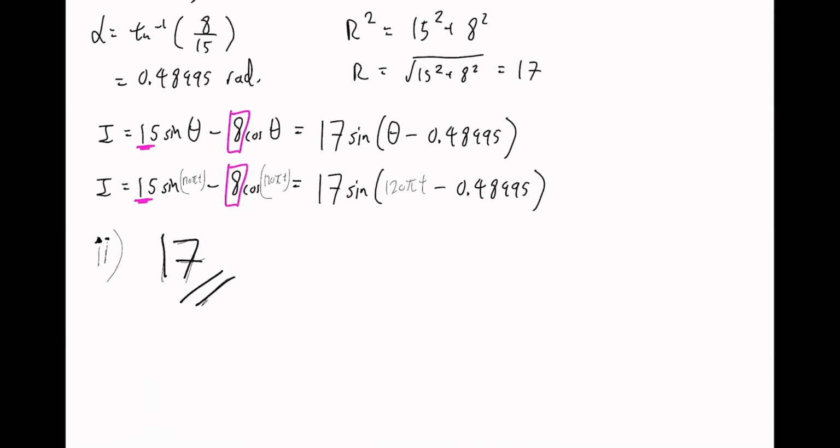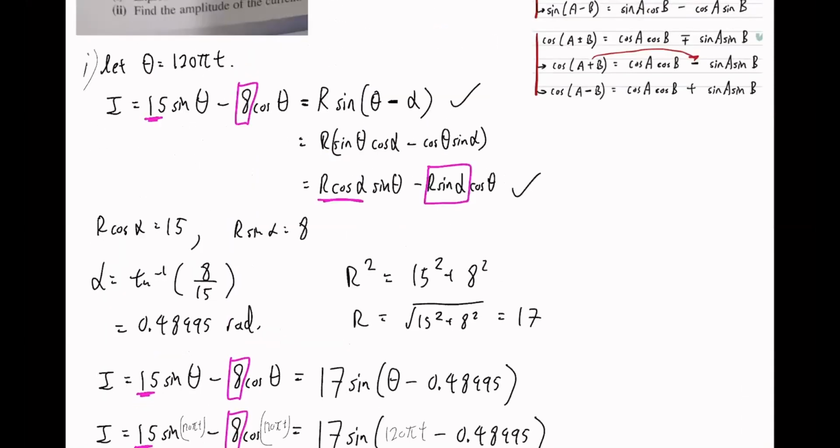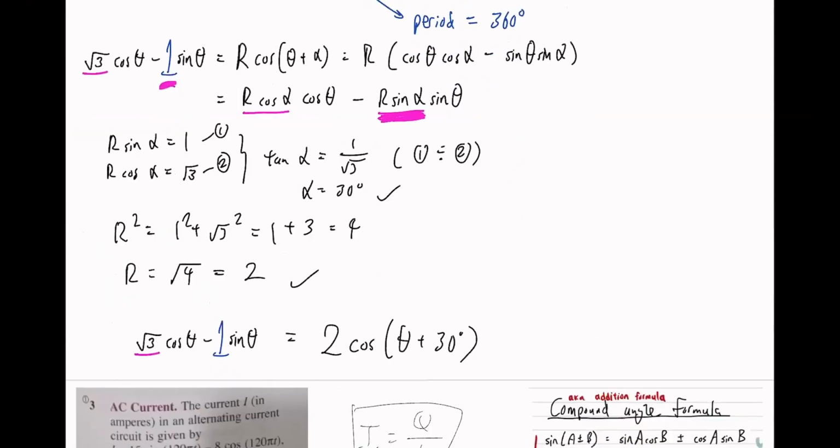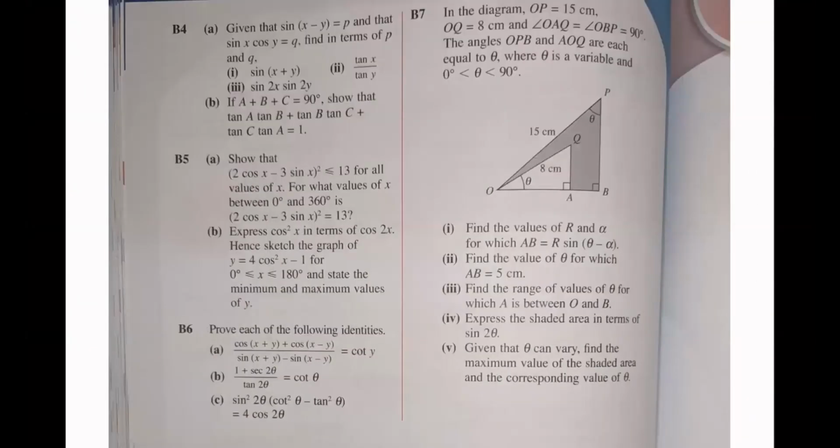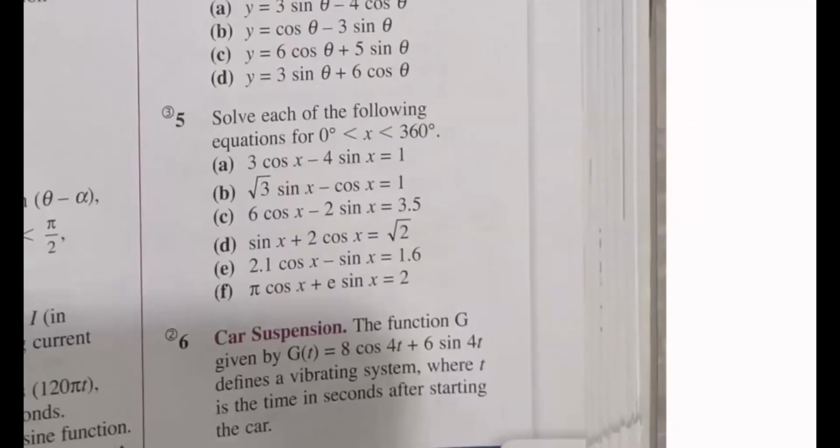Moving on. Let's go to the next question. So all basic questions. Question 3. Too easy already. Let's try something more interesting. Find maximum and minimum. You know the procedure, right? Finding maximum and minimum, just use the R formula, then the answer is R. Maximum is positive R, minimum is negative R. Clear? I'll leave you to do question 4 on your own if you want.